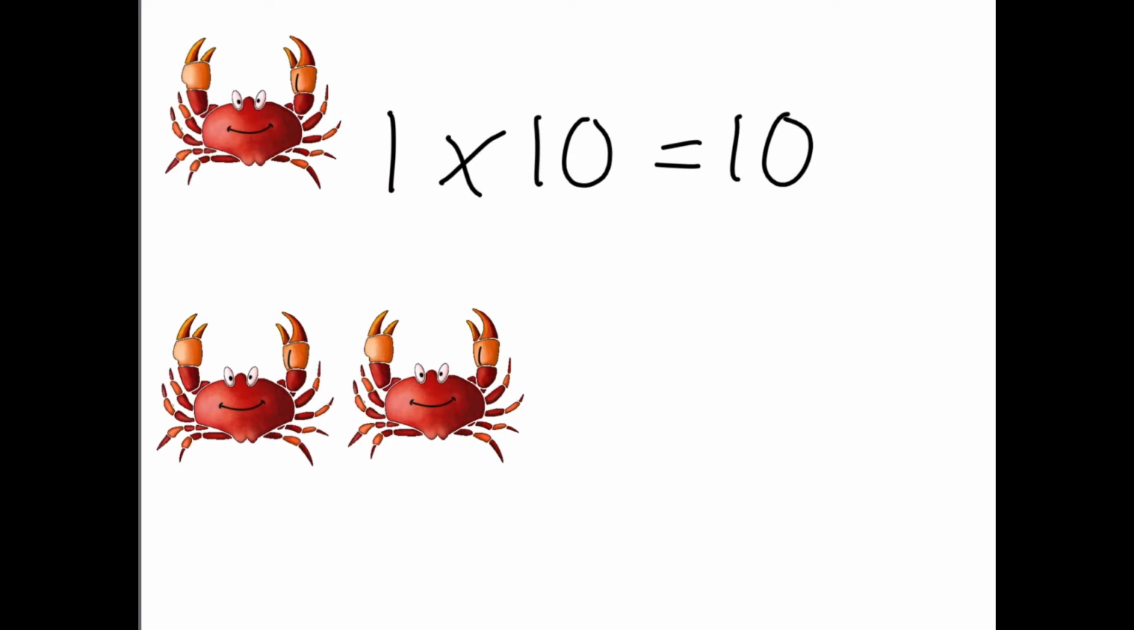So now we've got 2 crabs. 2 times 10. 2 tens equals 20. I'm sure you all knew that already. So now we can go up to 3 crabs. They've each got 10 legs. And we can count them in tens.